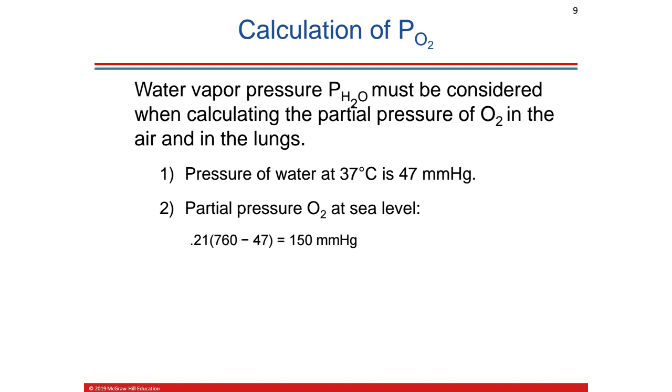And we could also do this calculation if we wanted to know what the partial pressure of oxygen was in, say, room air, and we wanted to take into account the fact that there is some water vapor. So for example, let's say the room is at 37 degrees, but the relative humidity is not 100, because that would be extremely high. Let's say it's 50%. Then you would multiply 0.5 times 47, and that would be your water vapor pressure. You'd subtract that out from the total atmospheric pressure, which is 760, then multiply that number by 0.21.